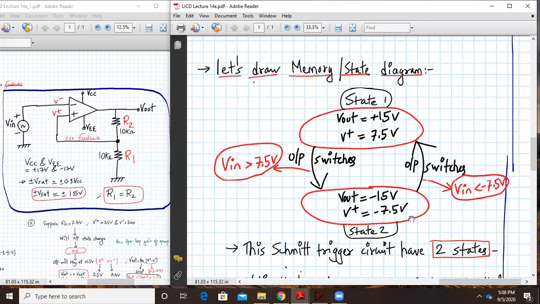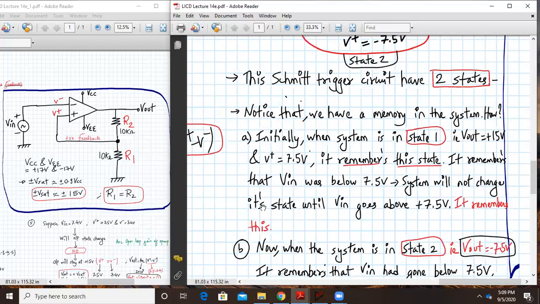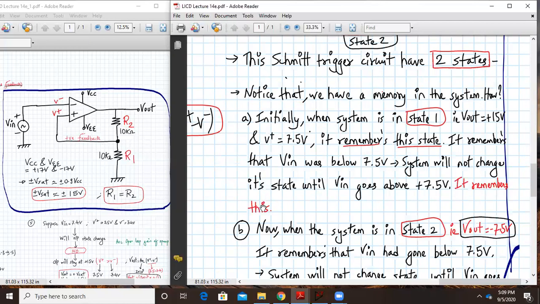The next state is when the output is at minus 15. For it to become plus 15, that is for state 2 to become state 1, V in has to be lesser than minus 7.5 volts. So this trigger has two states, state number 1 and state number 2. Basically, this circuit will try to remember what was the previous value of V in, whether V in is greater than 7.5 or less than minus 7.5. Only then this Schmitt trigger will react. So we can have a memory in the system.